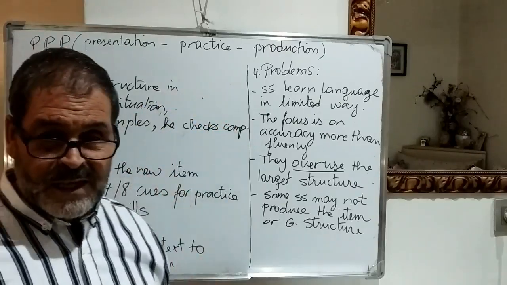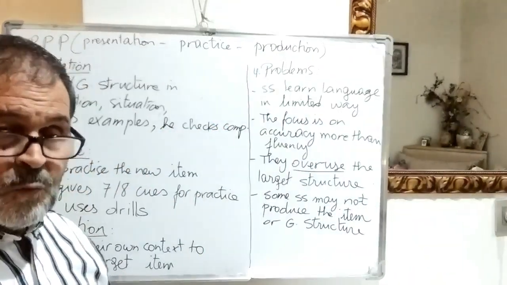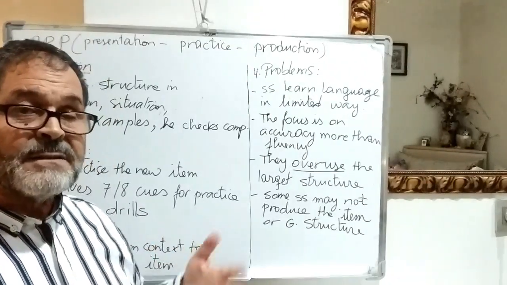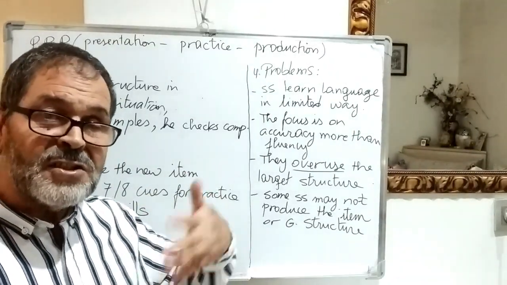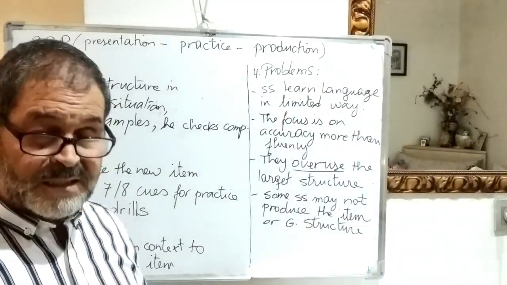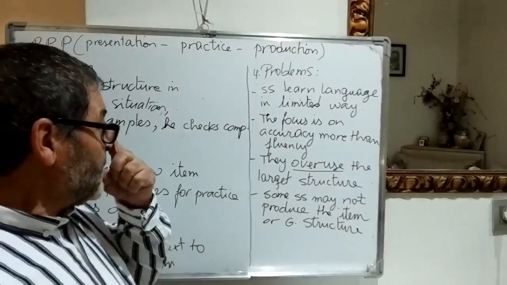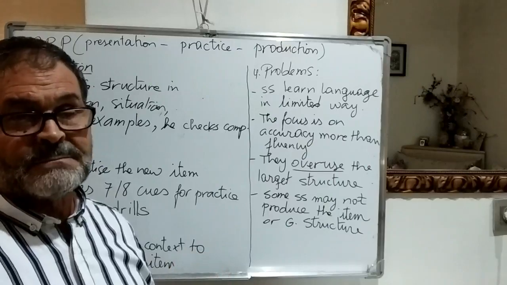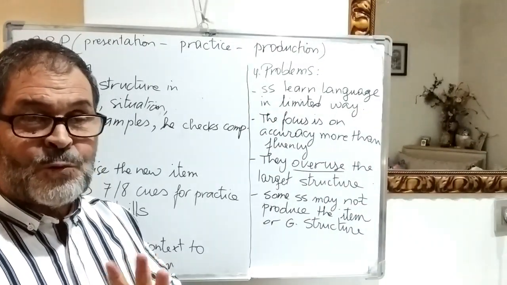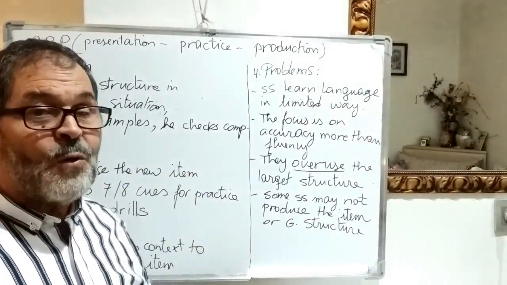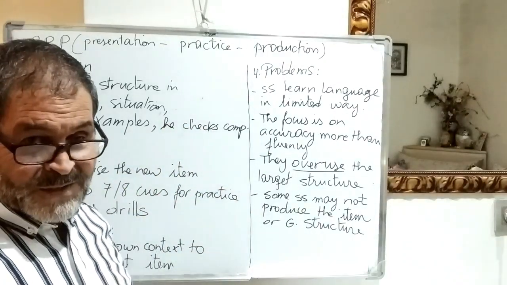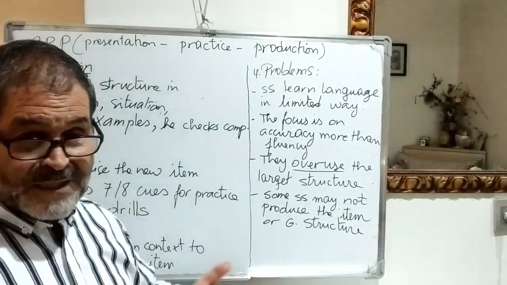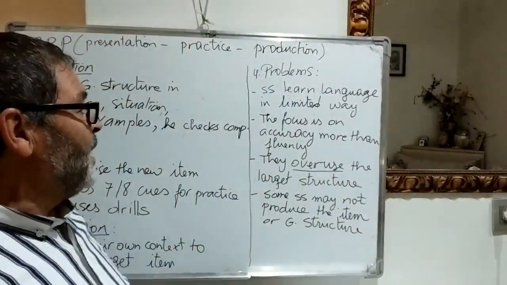So the problems we have with the PPP method, and why some advocates think of changing it, of replacing it by task-based learning, is that first, students learn language in a limited way. It's just 3-4 words per session or one grammatical structure. So the language is not acquired in this way. This is the problem that we have.